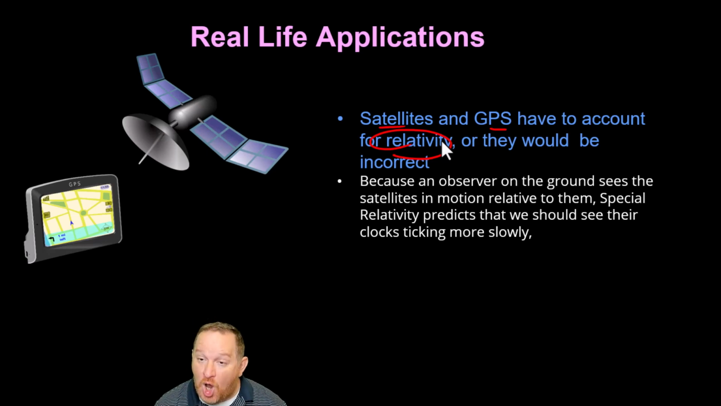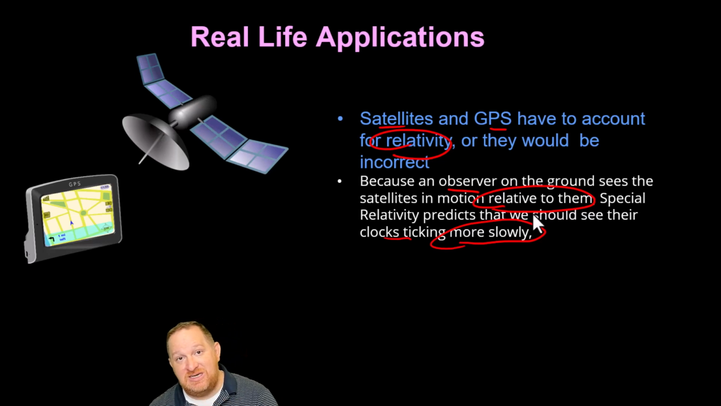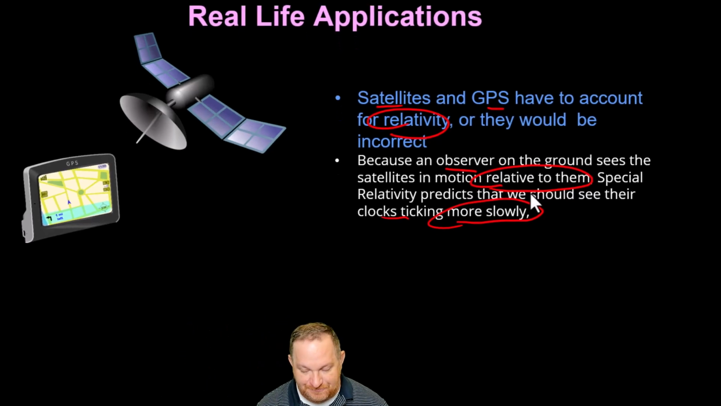Because an observer on the ground, right, us on the ground, looking up, we see satellites in motion, but that's relative to us. They're actually moving, and because they're moving and it's relative to us, we would think their clocks are actually ticking more slowly. Think about my example with astronauts leaving and going around, right? Their time is ticking more slowly. So if the clocks on the satellite are ticking more slowly than our clocks here, we have to adjust for that with special relativity.